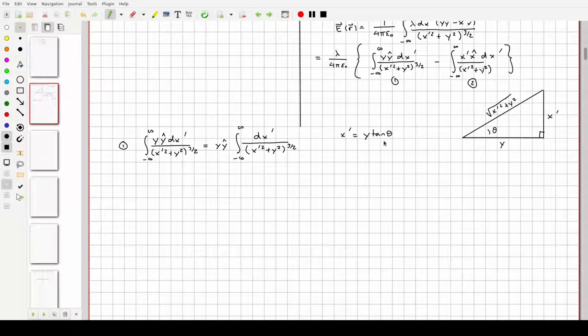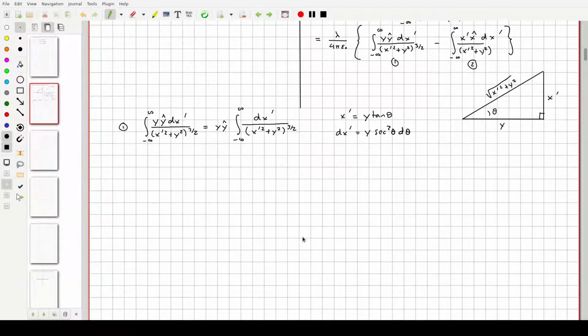So, that said, if I plug this in, noting the fact that the differential of x prime here would be y times secant squared of theta d theta, because that's the derivative of tangent. If I plug that into here, I have y hat times the integral from, and we're going to talk about the limits of this integration in a second. I have a dx prime on the top. The dx prime is y secant squared of theta d theta.